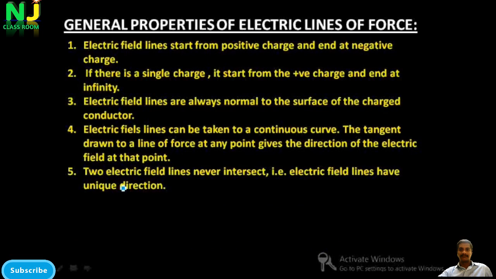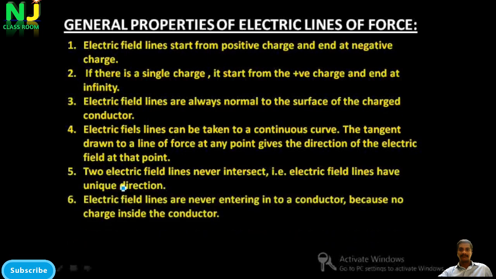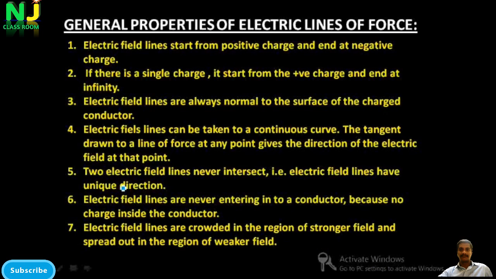Electric field lines never enter inside a conductor, because no charge, no electric field exists inside a conductor. Property number 7: electric field lines are crowded in the region of the stronger field and spread out in the region of the weaker field. The last property is that electric field lines do not form a closed loop. So these are the important general properties related to electric field lines.